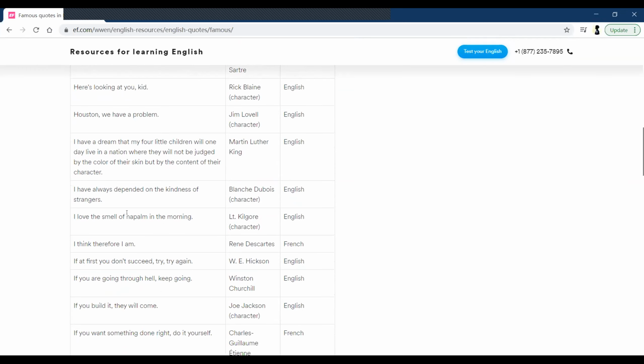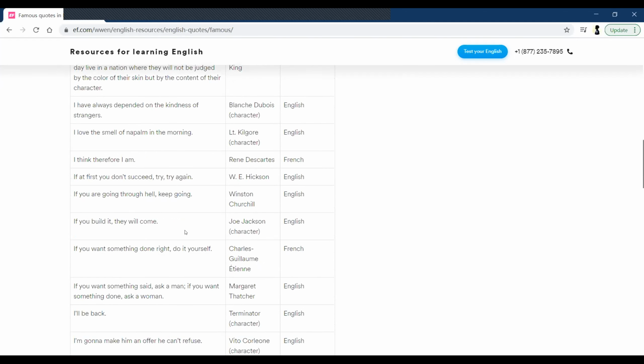And "I love the smell of napalm in the morning," which sounds simple, but it's kind of sad, because the place during the war was bombarded by the armies from both sides, and it's expressing how bad a war is, to tell us to cherish the peace.